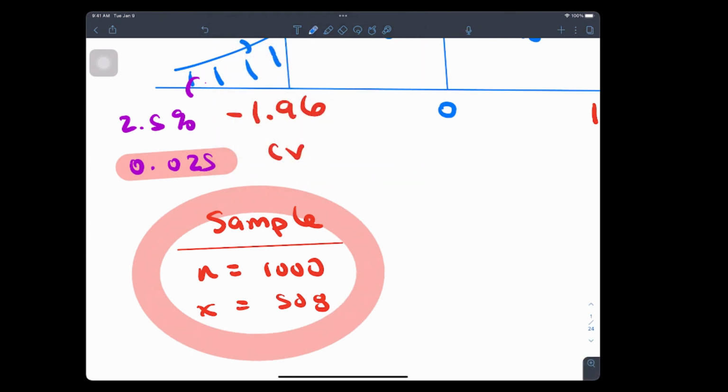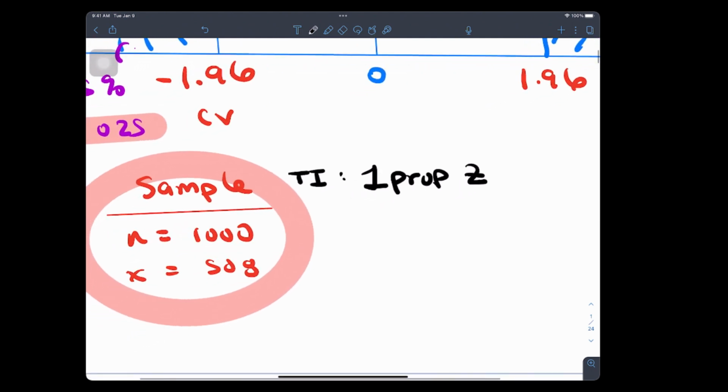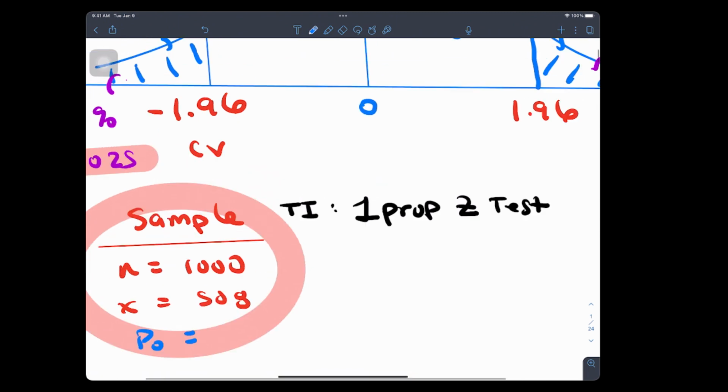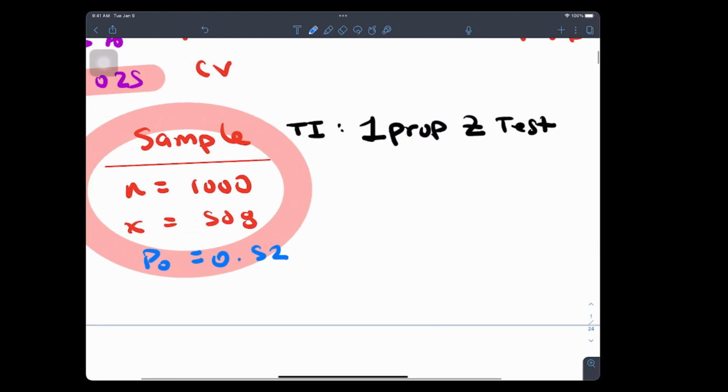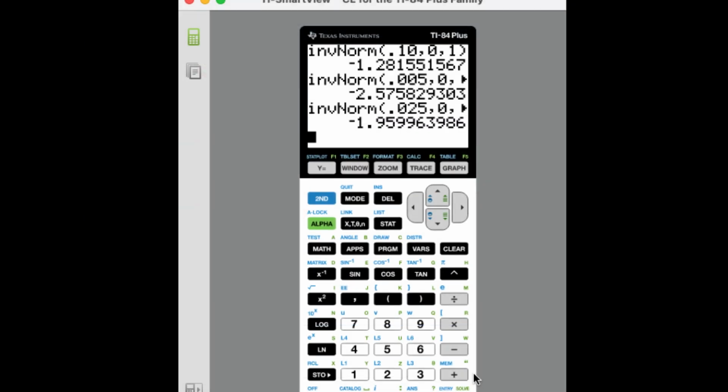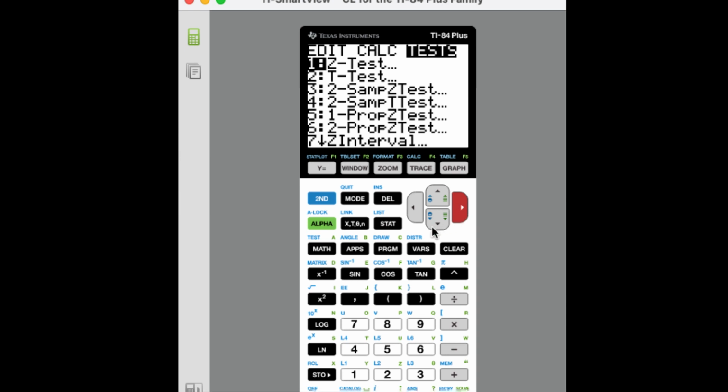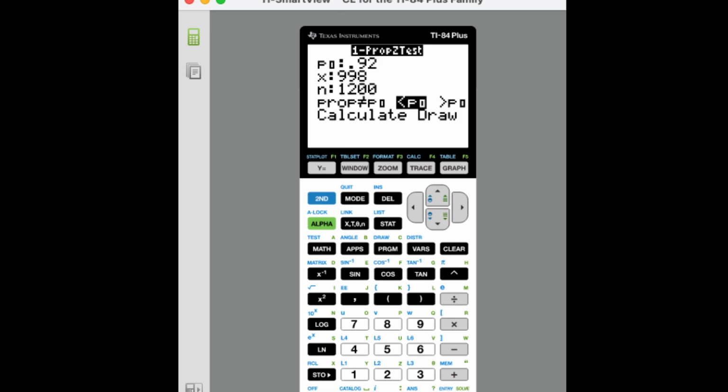Ladies and gentlemen, you're now ready to use the TI. But what is it? 1 proportion Z test. P-naught, what was that? 52%. So now you're going to punch this in, ladies and gentlemen. You go to stat, test, 1 proportion Z test. P-naught, what do we say that was? 0.52. X, we had 508 successes. Good. 1,000 was the sample size.